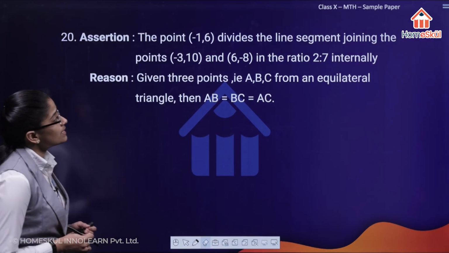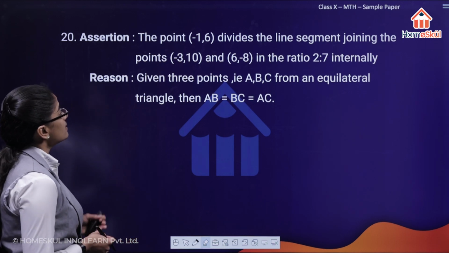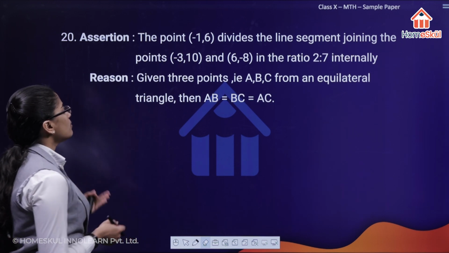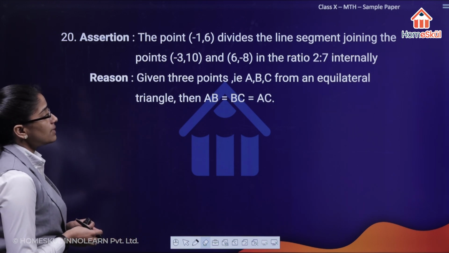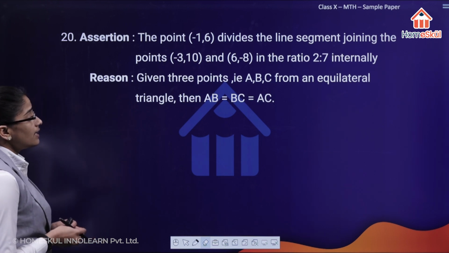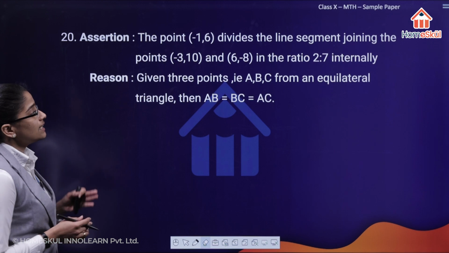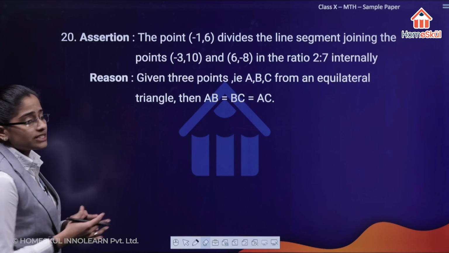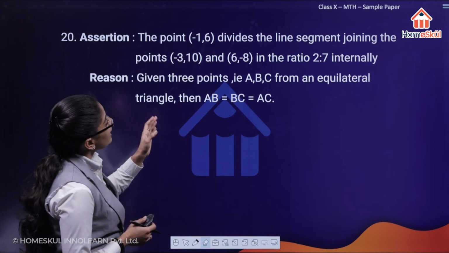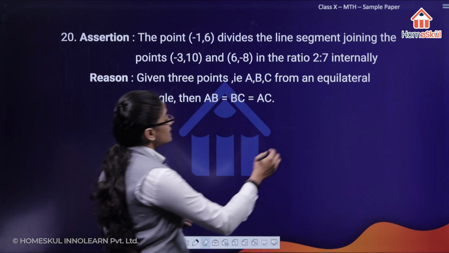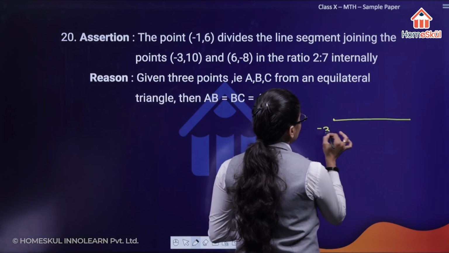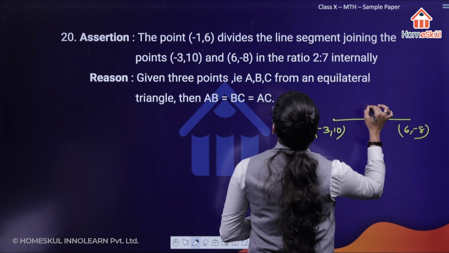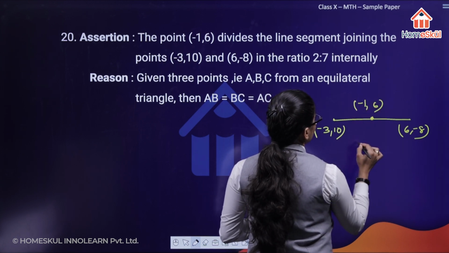The point -1, 6 divides a line segment joining the points -3, 10 and 6, -8 in the ratio 2:7 internally. What about the reason statement? Given 3 points A, B, C form an equilateral triangle, then AB is equal to BC is equal to AC. These are the things given. So, let's analyze each statement. First statement, we need to use the section formula, isn't it? They are telling the point -1, 6 divides a line segment joining -3, 10 and 6, -8 in the ratio 2:7.